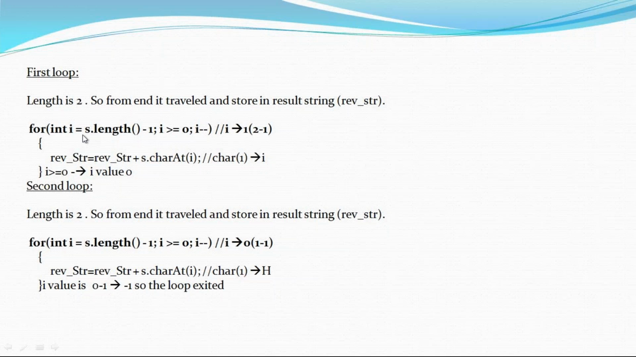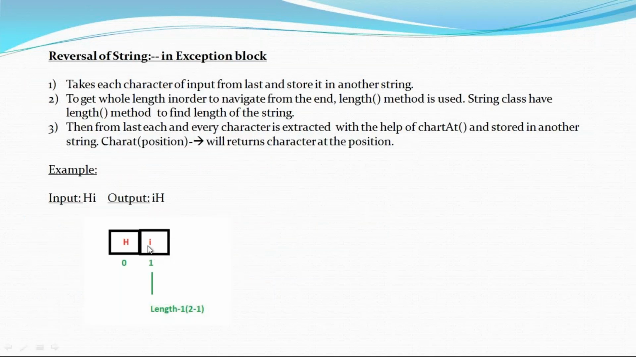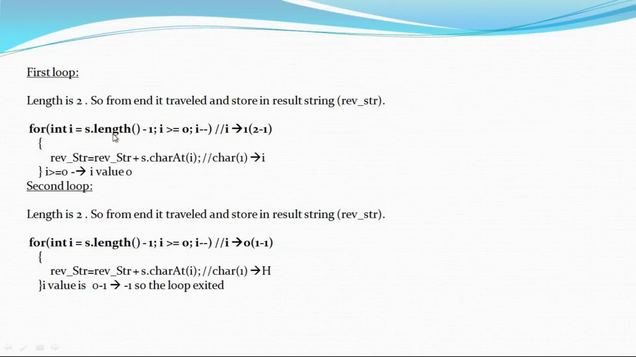Here, this is a for block that has been written. So s.length() minus 1 gives us 2 minus 1, the character. Then it moves to the 1st position and stores the character value available at the first position, that is nothing but I. So rvStr plus I gives us I. Now the i value is decremented to 0, that is i--. So this gives a value of 0, which is greater than or equal to 0, so the loop is executed again.